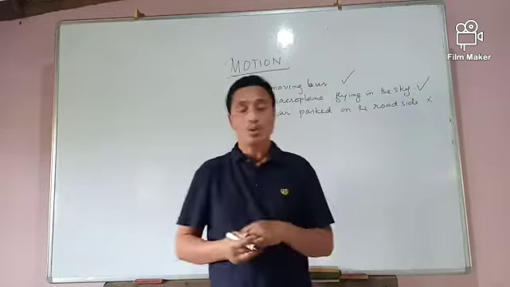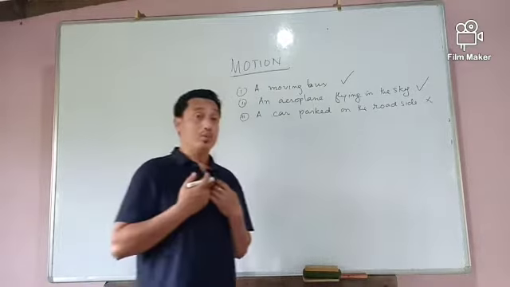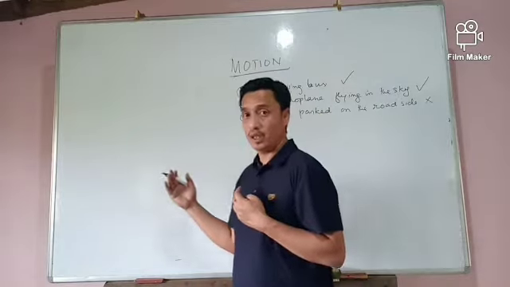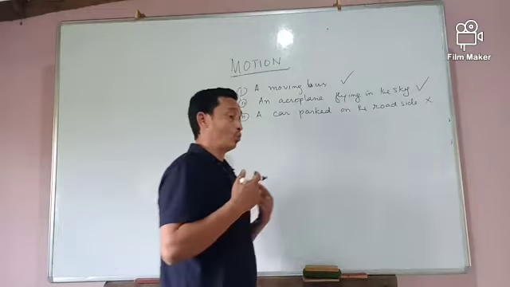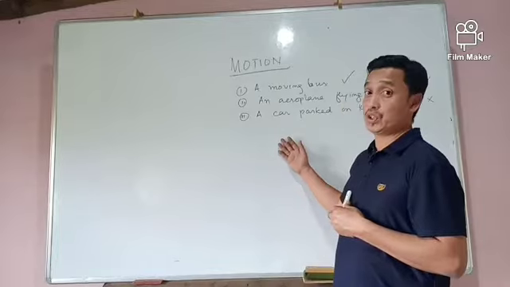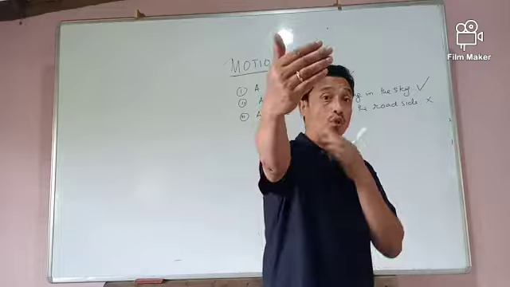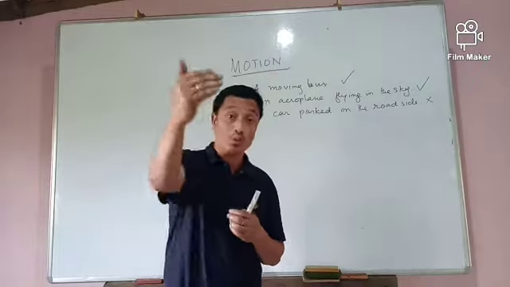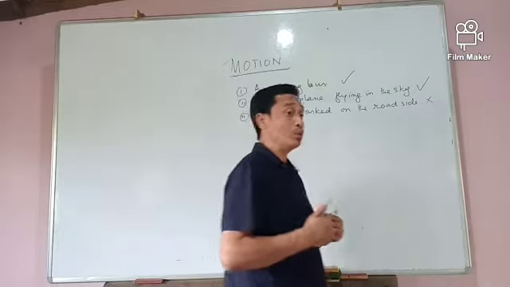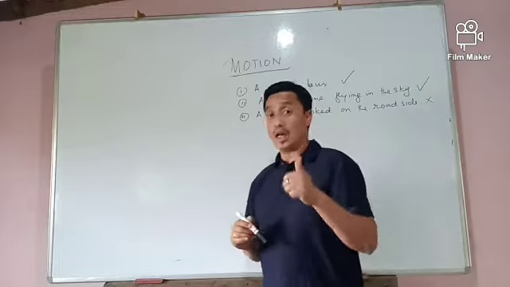Look at this, I am just moving from my place here and there, then you will say that I am in motion. I am moving because I am changing my position. If I change my position with respect to my surrounding, what is my surrounding? The board can be considered my surrounding. The wall can be considered my surrounding. You may also be the surrounding to me. So if I am changing my position with respect to you or with respect to my surrounding, then I am in motion.